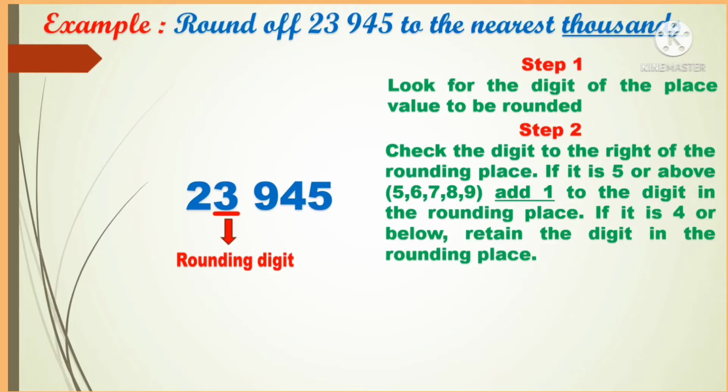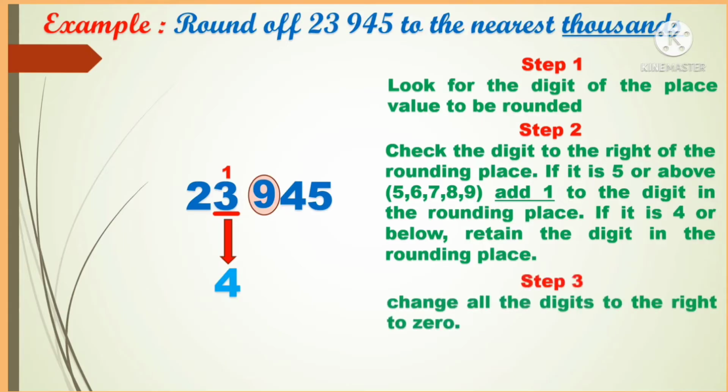Now, ano nga ba ang digit na nasa kanan ni 3? Tama! 9. At dahil ang sabi kapag ang nasa kanan ay 5 pataas, kailangan nating magdagdag ng 1 kay rounding digit. So, ilalagay natin ang 1 sa itaas ni 3. So, si 3 ay magiging 4 na ngayon. Kasi 1 plus 3 is 4.